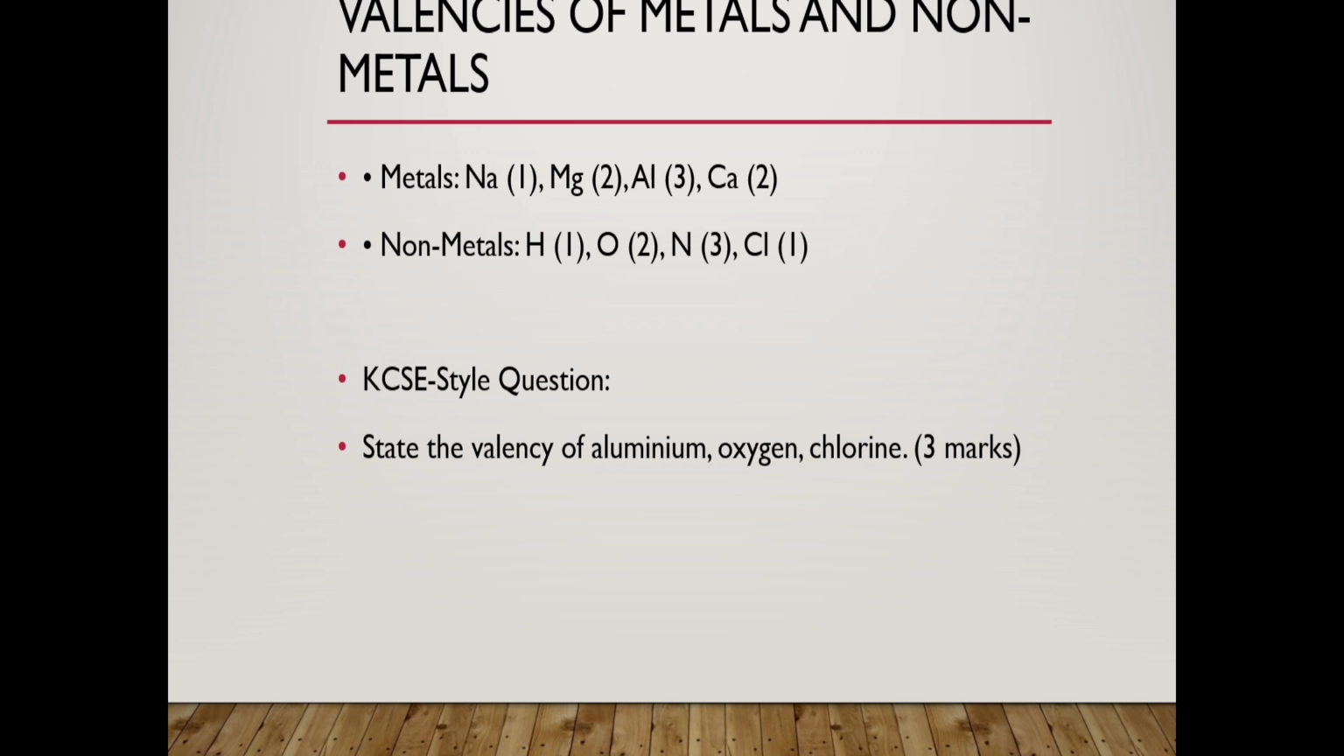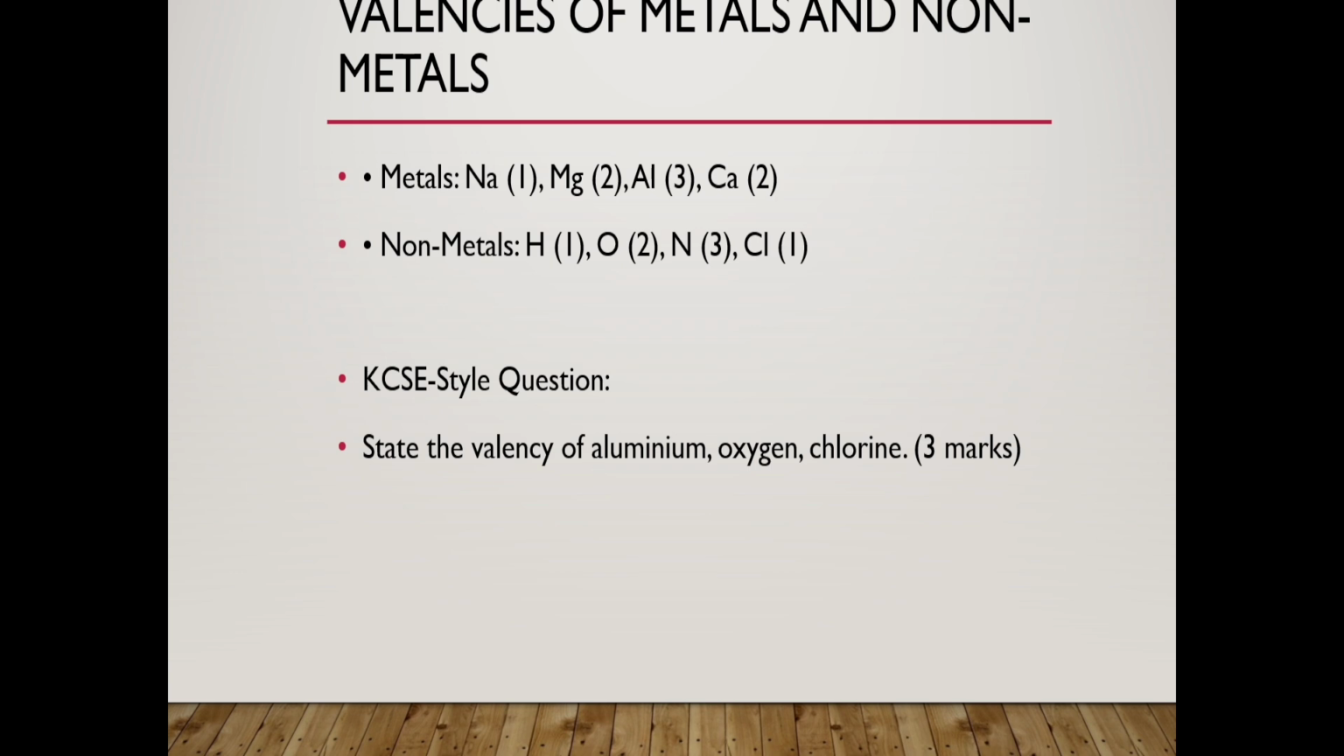Groups 4 to 8 are usually non-metals. For example, chlorine is 2,8,7. We have oxygen 2,6. We have nitrogen. We have a lot of non-metals in our periodic table. So basically, you need to know all of that.